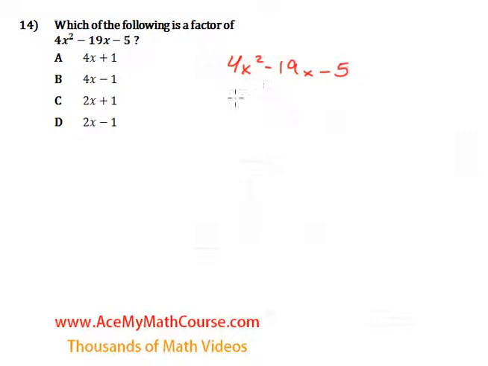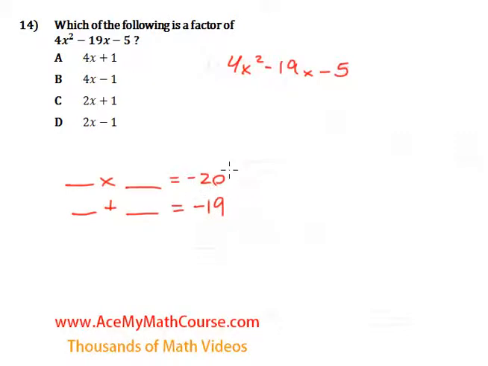How do we do that again? We're looking for two numbers that multiply to negative 20. Why negative 20? Whatever number that multiplies to 4 times negative 5. 4 times negative 5 is negative 20. And two numbers that add up to negative 19. So what are those two numbers?